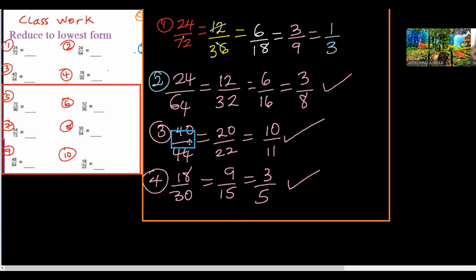And 40 over 44. So 40 divided by 2 gives me 20. 44 divided by 2 gives me 22. 20 divided by 2 gives me 10. 22 divided by 2 gives me 11. So that is 10 over 11, which I cannot divide further with any common factor bigger than 1. Okay? Is that clear?